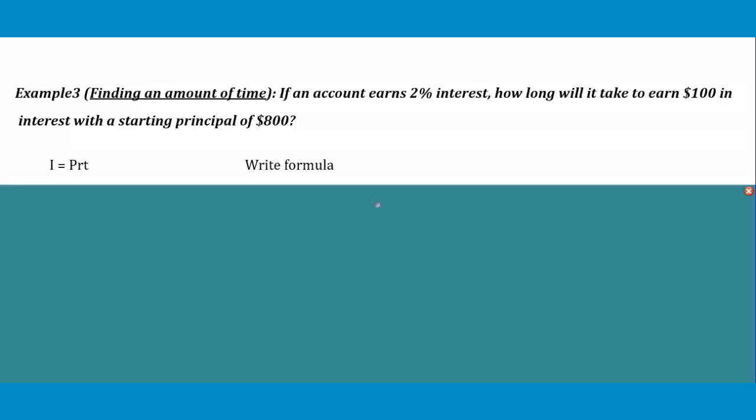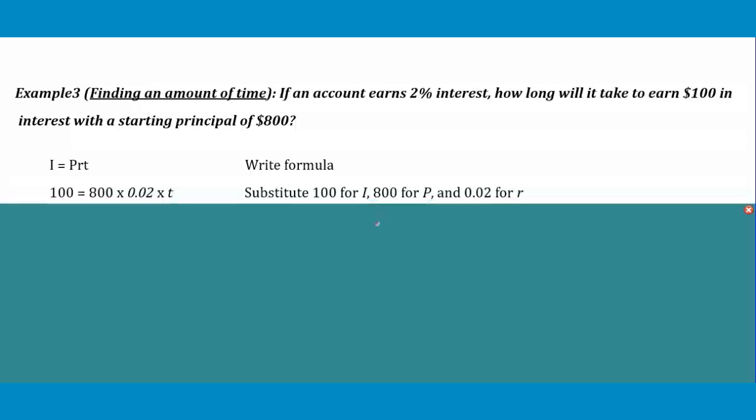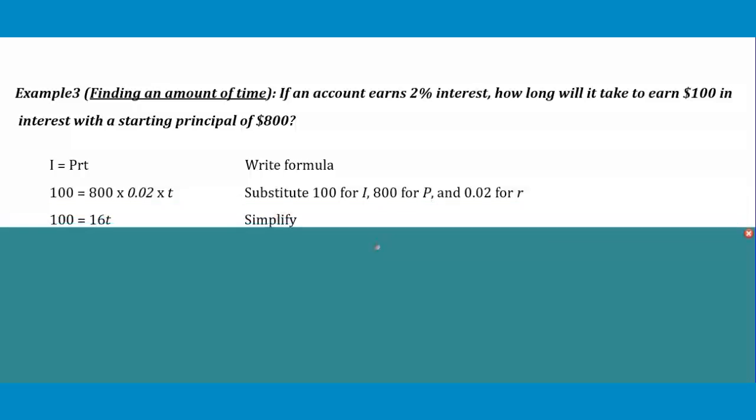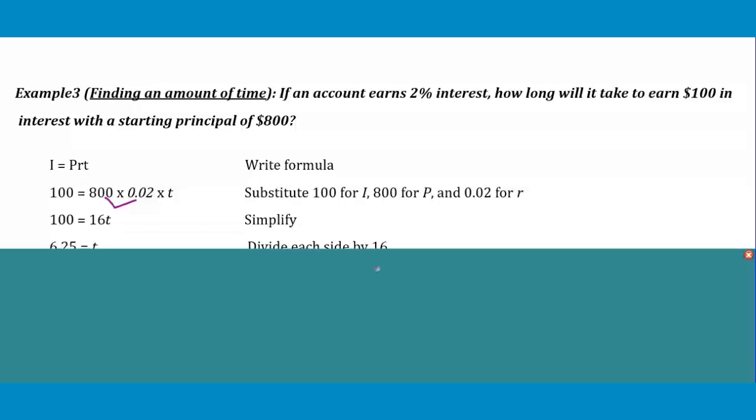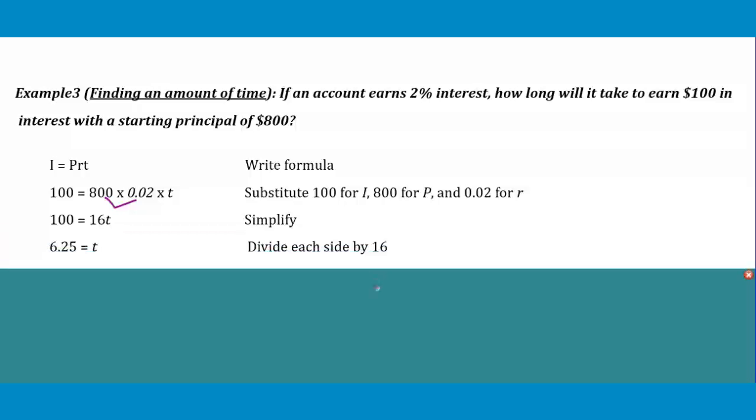We don't know time. So looking up here, we see 100. That's my interest. It says it in the problem. 800, that's my principal. Times 0.02, that's my interest rate. That's always the percent. Times T. So if I simplify 800 times 0.02, I end up with 16. I can multiply those two, and I get 16. So then to get T by itself, I'm going to divide by 16. I'm going to show you that. 16 divided by 16 is 1. That's how I'm left with T.